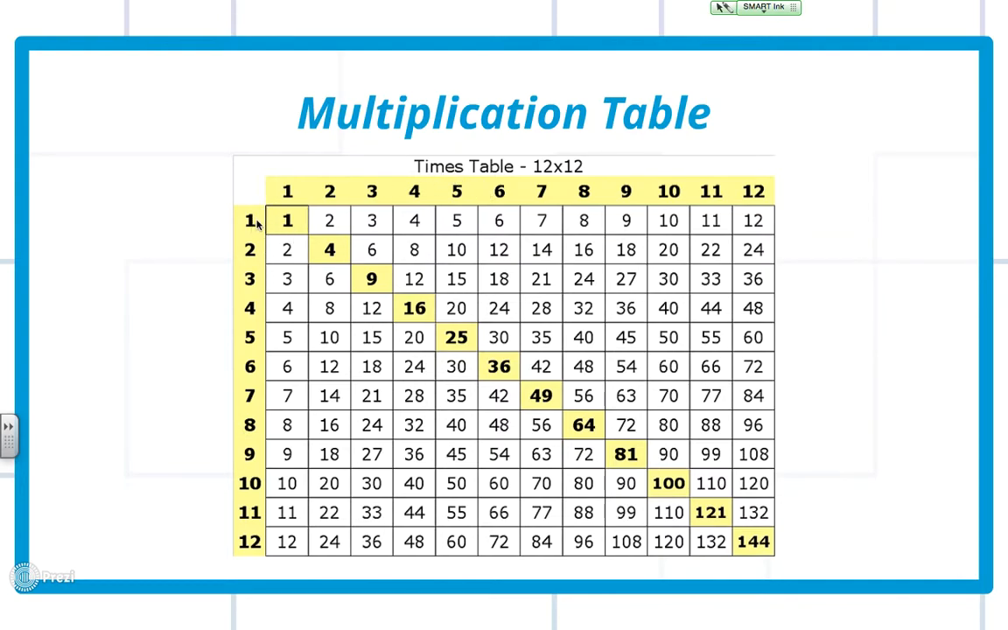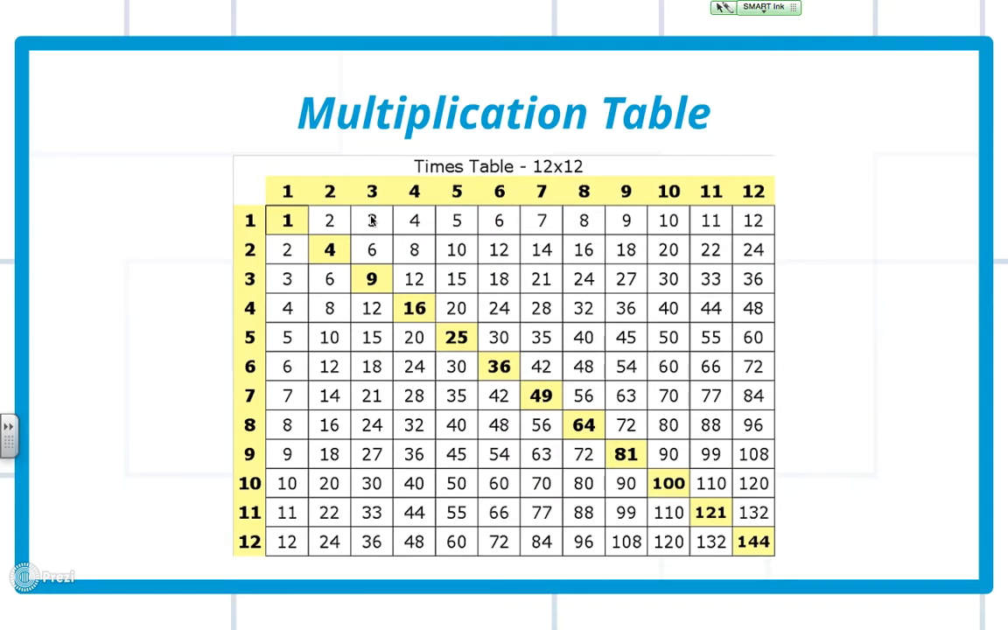As you can see, if you multiply anything by 1, you will get the same exact number. So here's the ones row. 1 times, say, 3 is 3. That's called the identity property of multiplication.